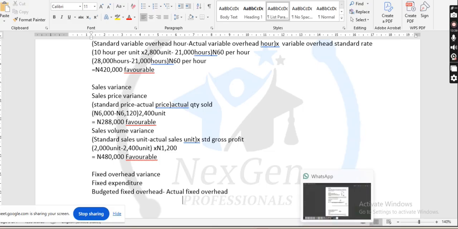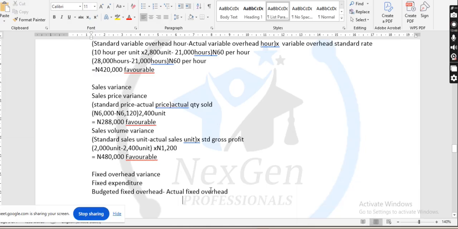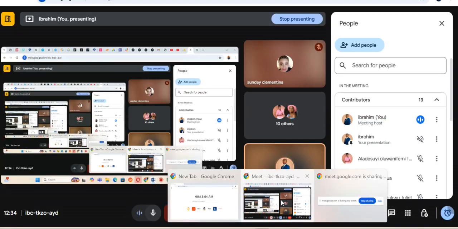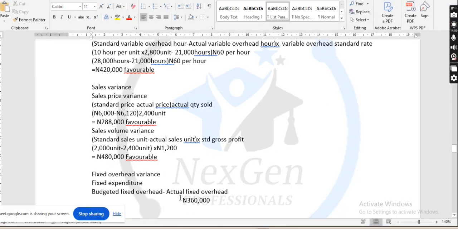Let's check. Actual fixed overhead is given, right? Yes, 360. Okay, continue. Who is that? Is it Pere or Clementina? It should be Clementina. 360. Then the budgeted fixed overhead.